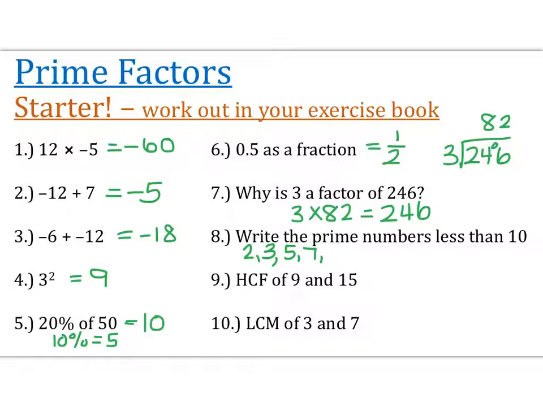The highest common factor of 9 and 15 is 3. And the lowest common multiple of 3 and 7 is 21. So there you go, there's your answers. Make sure you give yourself a score out of 10.